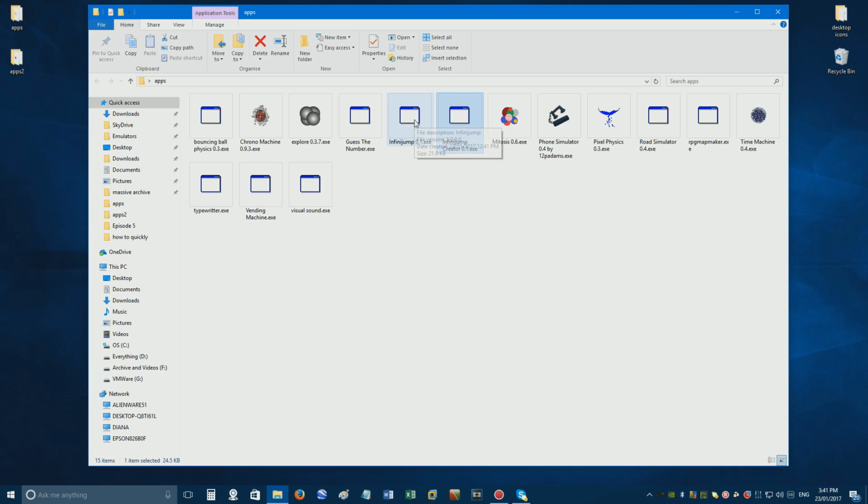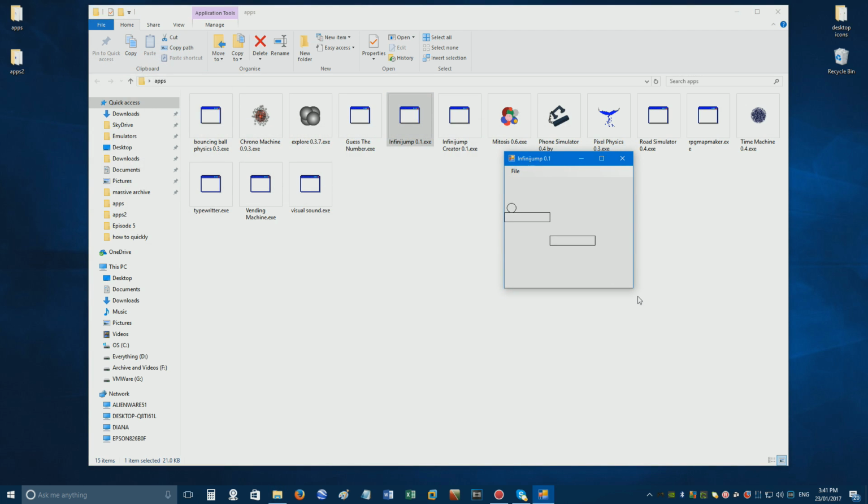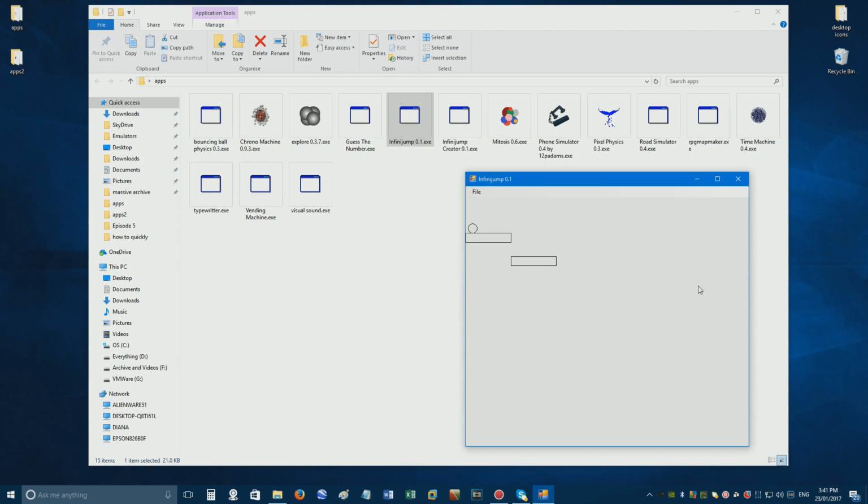We're going to do Infinijump. Infinijump is this hopeless, glitchy mess. That's why it never really made it past 0.1. So you use the arrow keys to move these platforms around. And then you use the WASD keys to make this little character jump around.